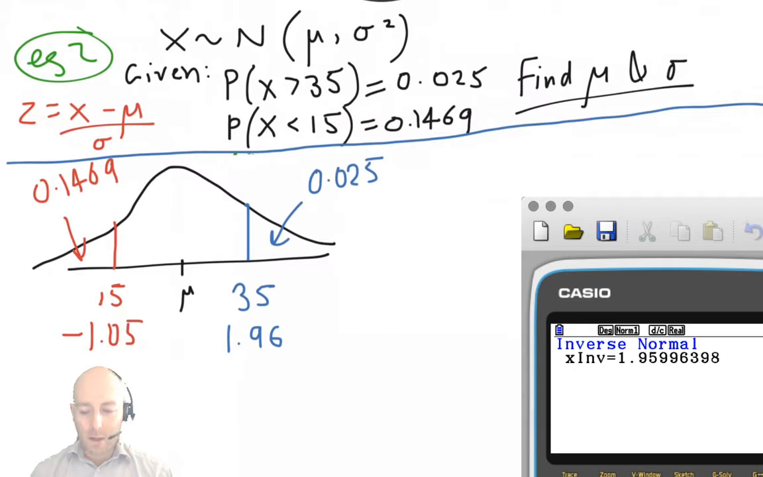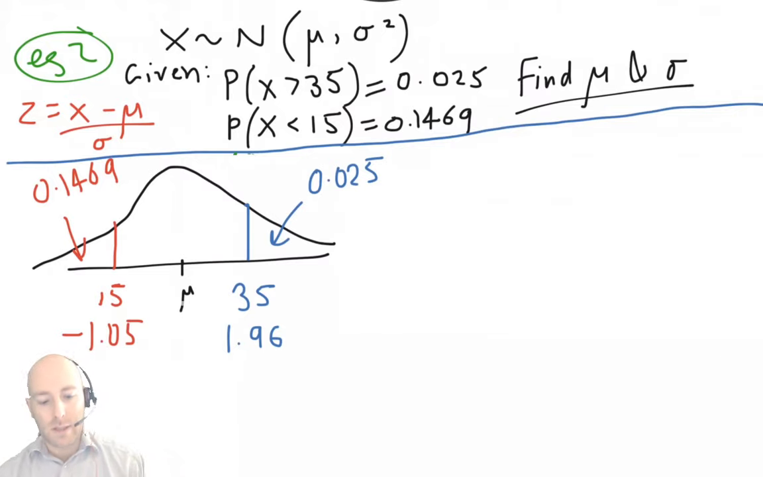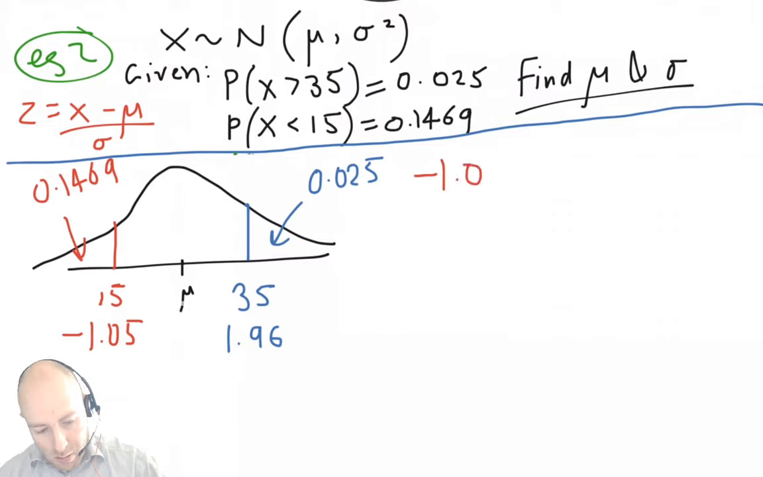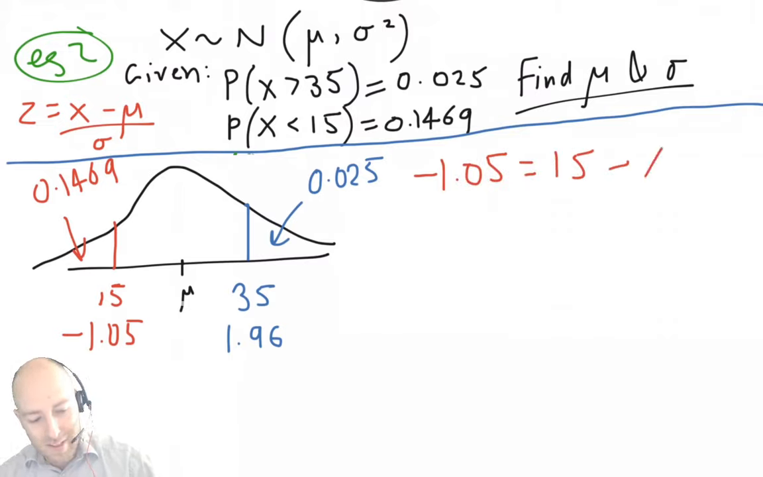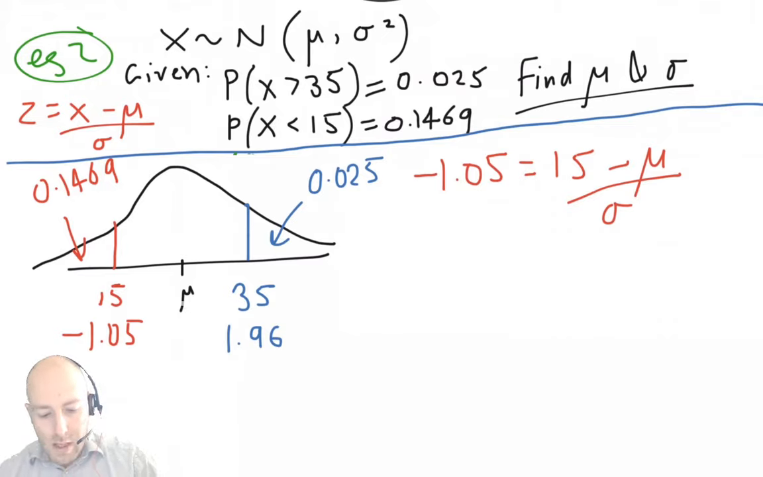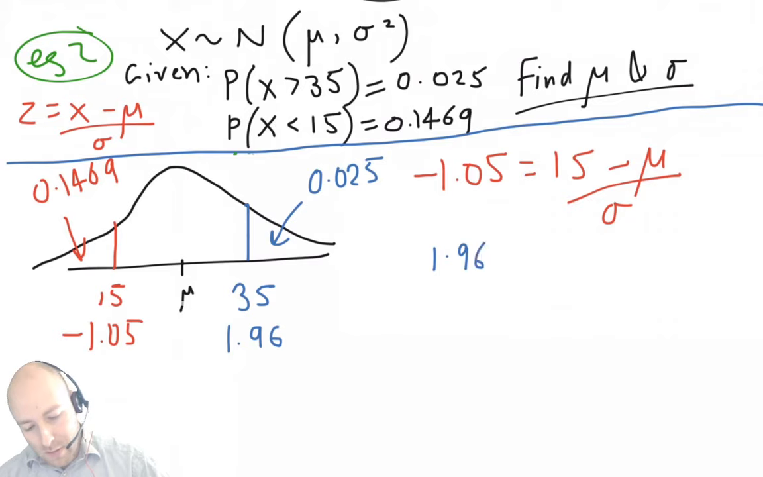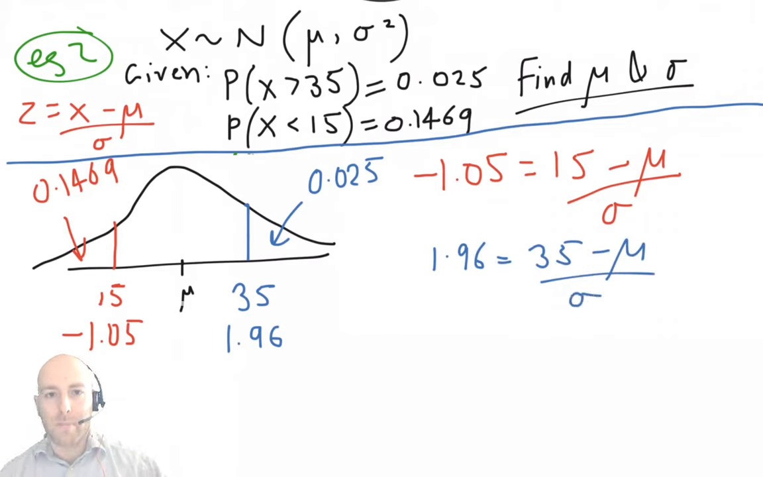Cool. All right. So now we're going to use those two bits in two simultaneous equations to find mu and sigma. So I'll keep the color coding. We're going to say minus 1.05 equals 15 take mu over sigma. And for the other one, 1.96 equals 35 take mu over sigma.